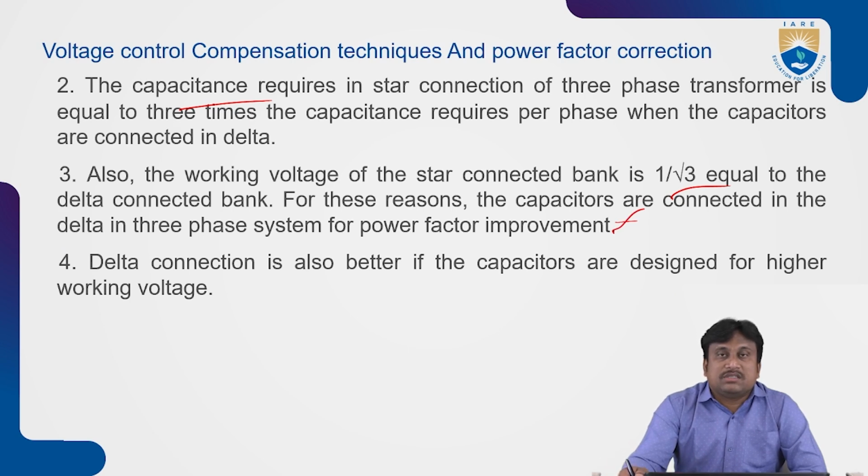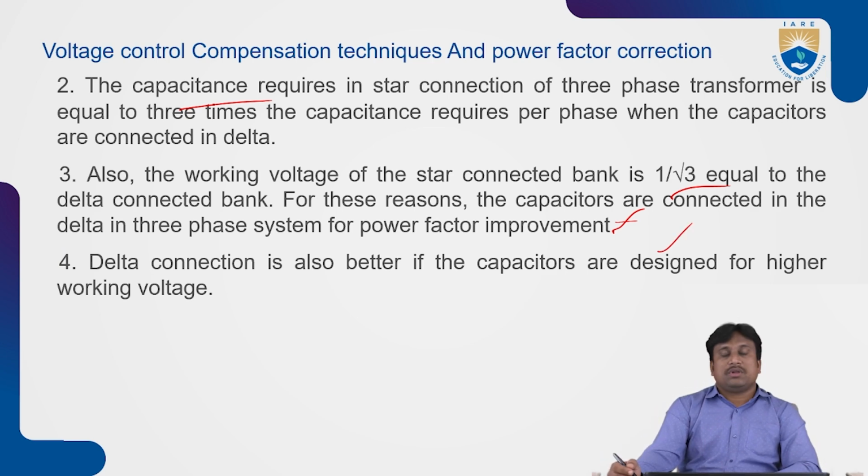So delta connection is also suitable and better for the capacitors. They are designed for high working voltage. So this makes the system suitable and gives control over the system.